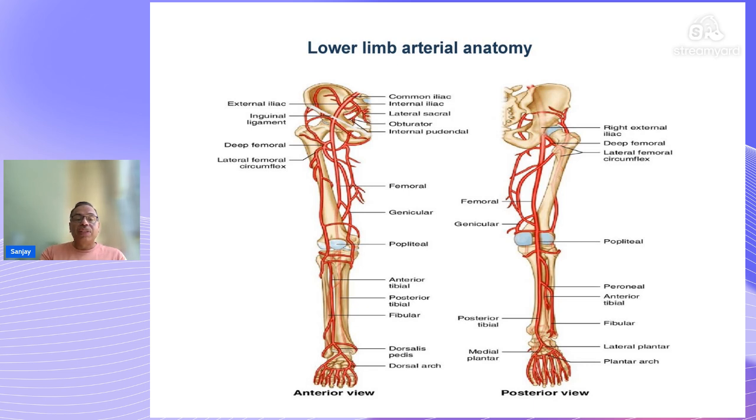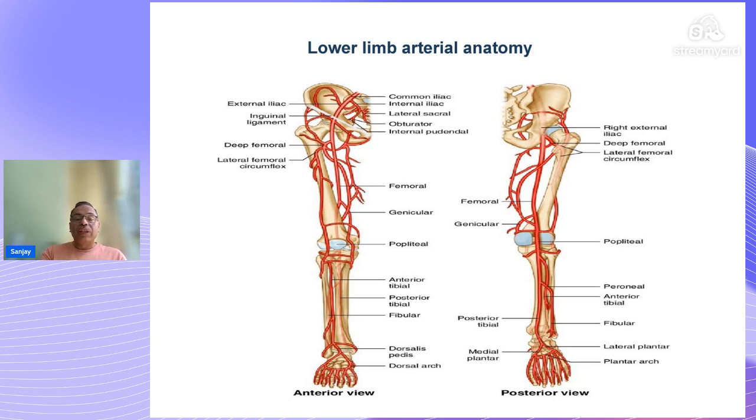This deep femoral artery, which arises posterolaterally from the common femoral artery, divides into a very important branch, that is the medial and lateral circumflex femoral arteries. These supply the head of the femur, and the anastomosis at the neck of the femur, and that's why any fracture in the neck of the femur can lead to avascular necrosis because of disruption of this anastomotic supply to the head of the femur.